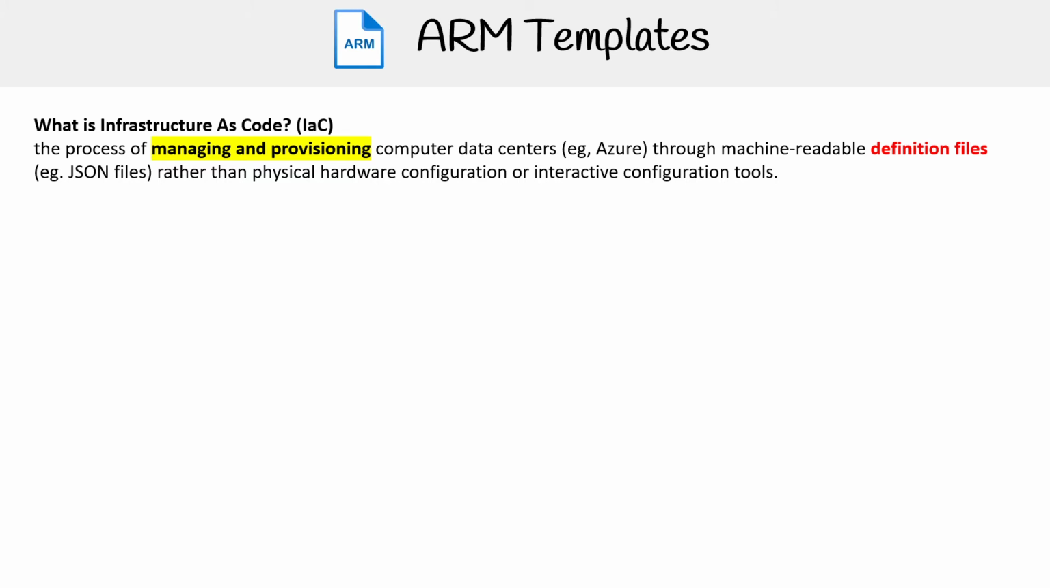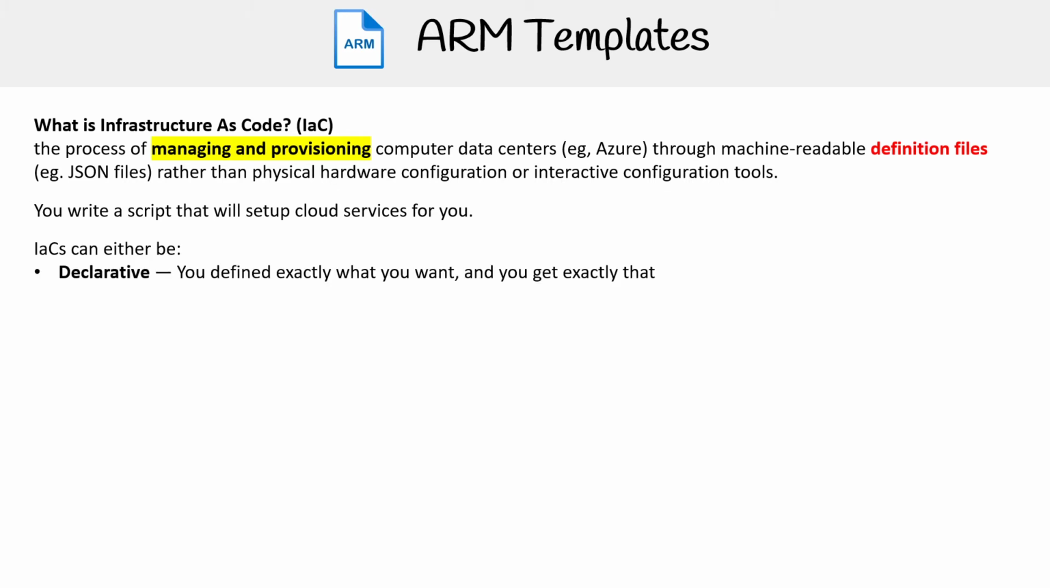And just to simplify that even further, basically you're writing a script that's going to set up your cloud services for you. And with IACs, they usually come in two different flavors. We have declarative. That's where exactly what you write is what you get. And imperative. So you're going to generally define what you want, and then the service will guess what you want. It's going to fill in the blanks to save you a lot of time writing those scripts.